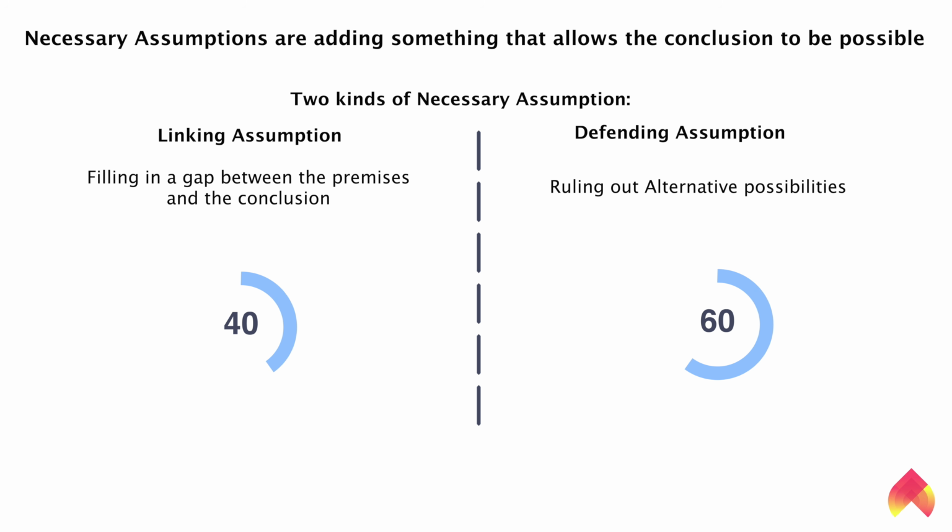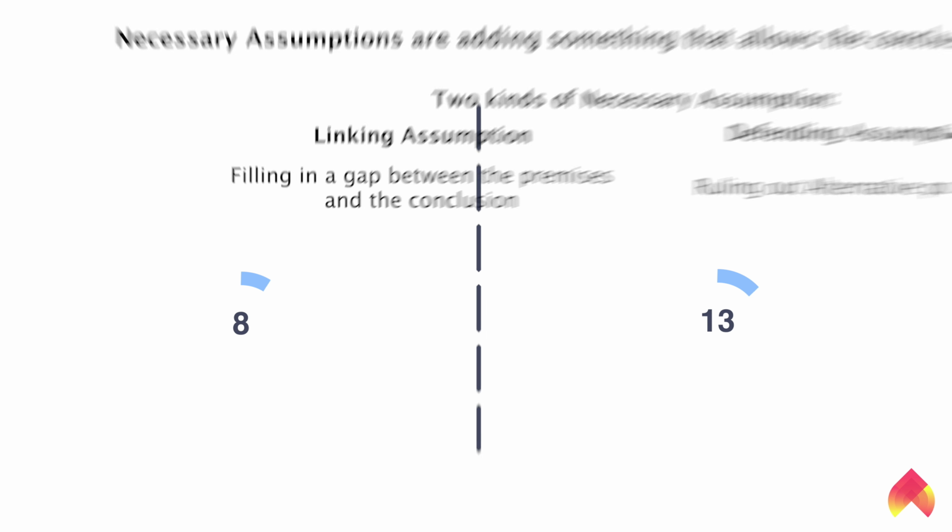Next, we have defending assumptions, which defend your argument against attacks. Put in simpler terms, they rule out any other possible alternative that would weaken your conclusion. In general, I believe it's much easier to pre-phrase a linking assumption, because defending assumptions have so much that can go into them, so much that's possible that can attack the argument, and you can negate all of them and turn them into a defending assumption.